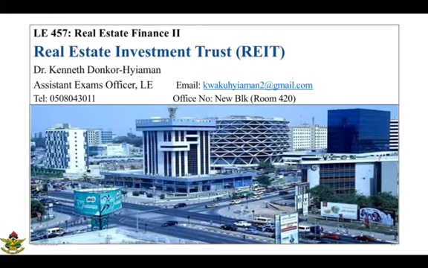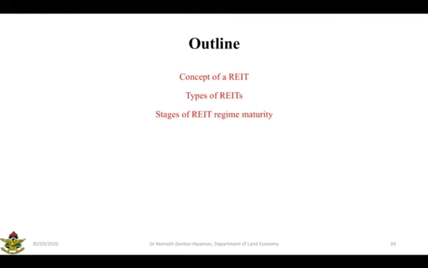So far, we've been looking at a couple of interesting things in relation to REITs. We've looked at the concept of a REIT. We've looked at the different types of REITs. We've looked at the stages of REIT regime maturity. We've looked at the REIT market in terms of its size and performance. And in the second lecture, we ended on the rules governing the establishment of REITs and the distribution of REIT income.